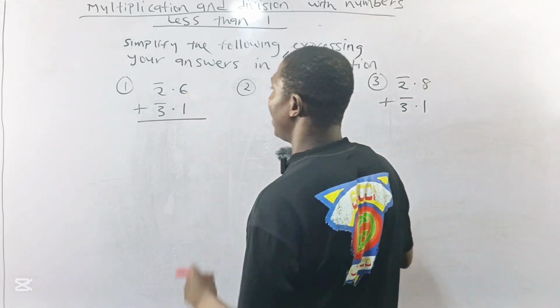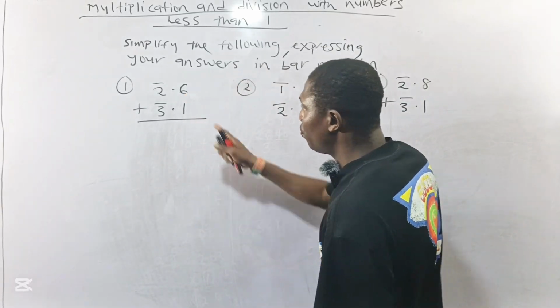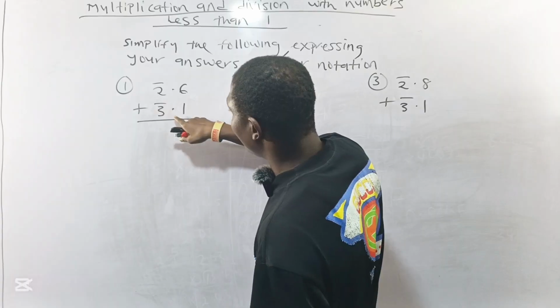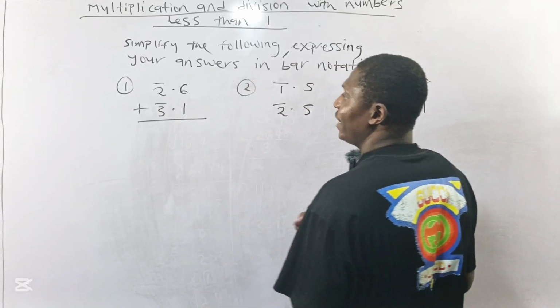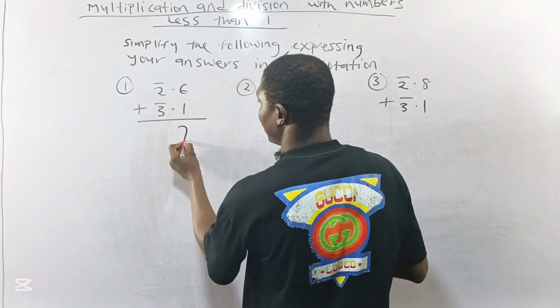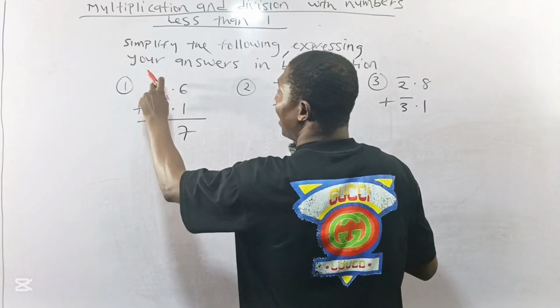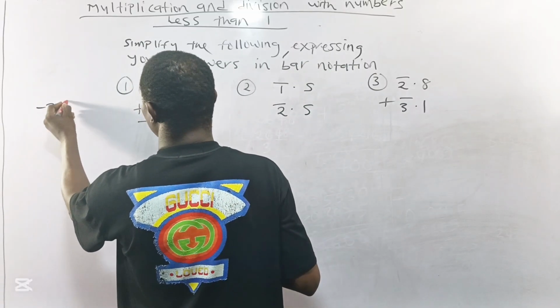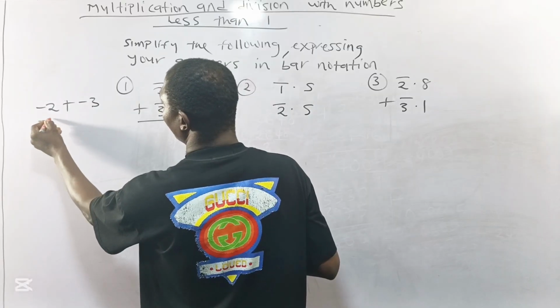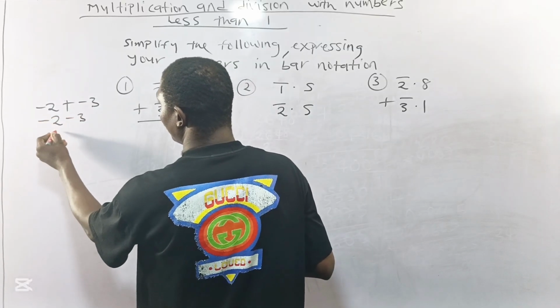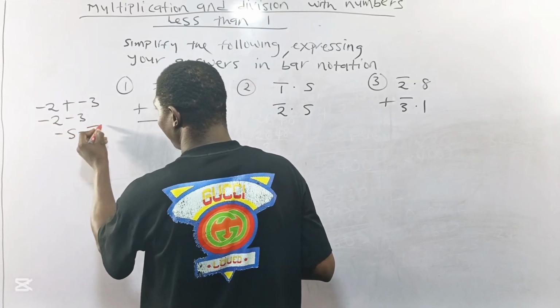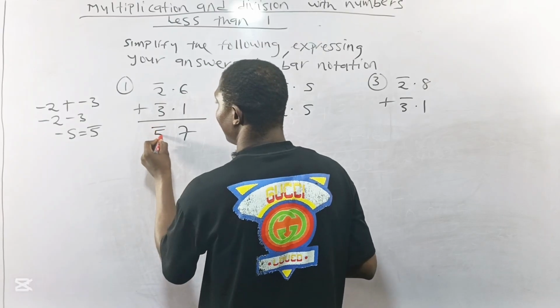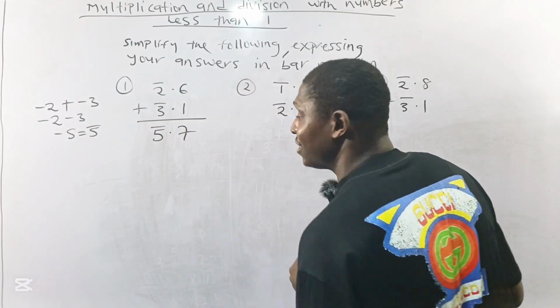So we have to simplify. Our first question here is bar 2.6 plus bar 3.1. Now 6 plus 1 is 7. You must start from your right hand side. And bar 2 plus bar 3 is the same as minus 2 plus minus 3, giving me minus 2 minus 3, which gives me minus 5. So minus 5 is the same as bar 5. So we have bar 5.7 as this answer.